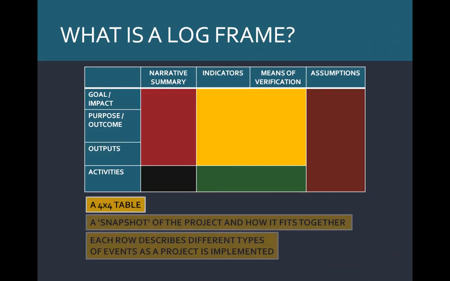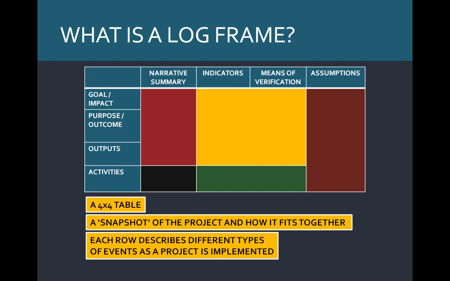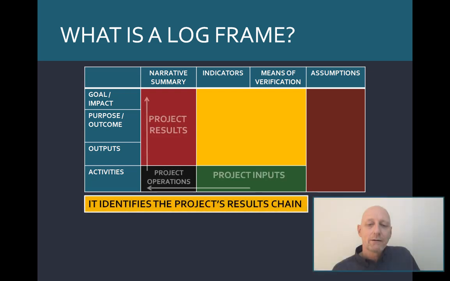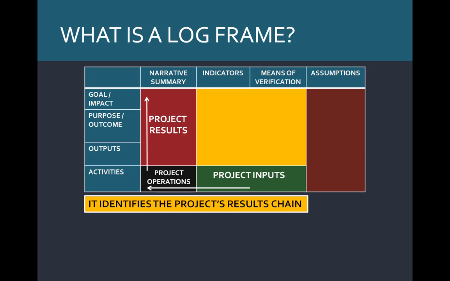First, we can see it's a table, 4x4, 4 rows, 4 columns. And it's a snapshot, it's a summary of the project. And each row, the activities, the outputs, the outcome, and the impact, describe different types of events as the project progresses over time. It also makes the results chain of the project explicit. It shows us the project inputs, the operations or activities, and the results, the output, outcome, and impact.